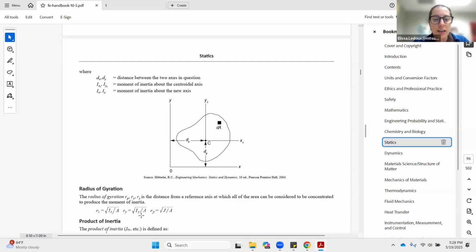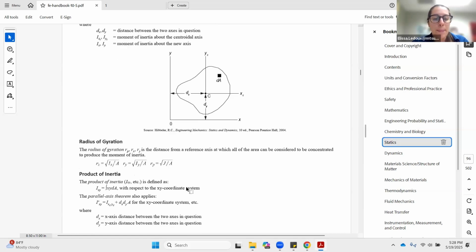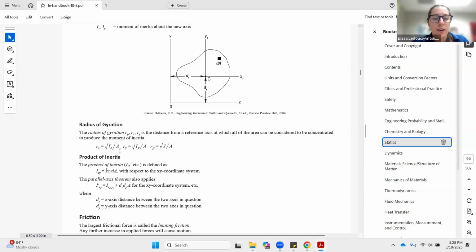Radius of gyration is the equivalent radius of something that if it was just a particle, you can approximate it as a particle at this radius of gyration away, and that would give an equivalent moment of inertia to the one you would find from its basic shape. It might ask you about that. This is how you would find it: square root of inertia over area.